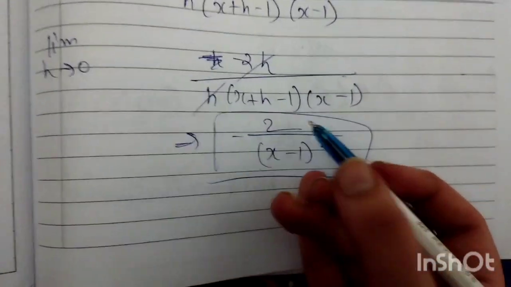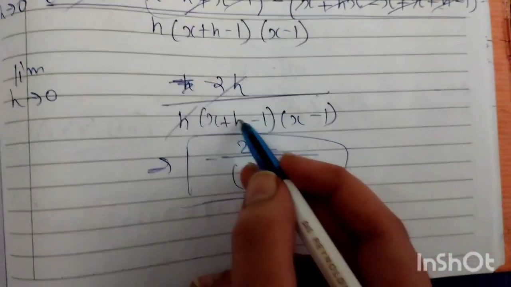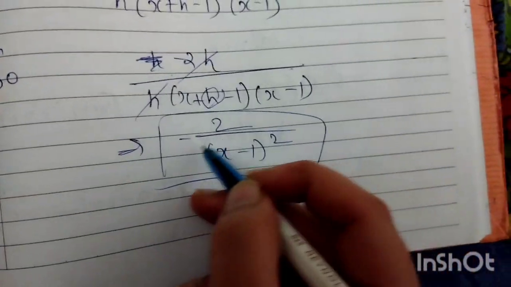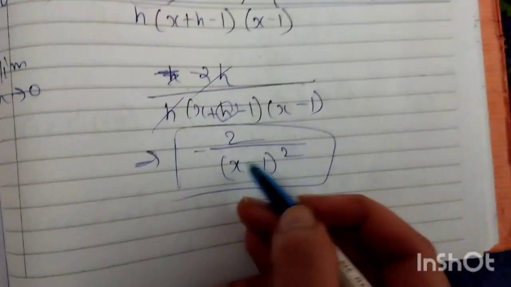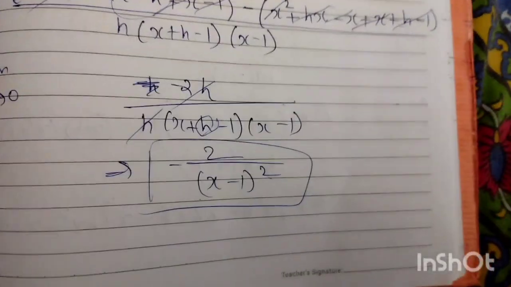Now we have to put 0 in the place of h, so we will get minus 2 upon (x minus 1) whole square. So this is our answer.